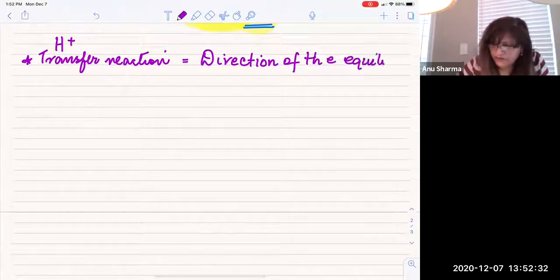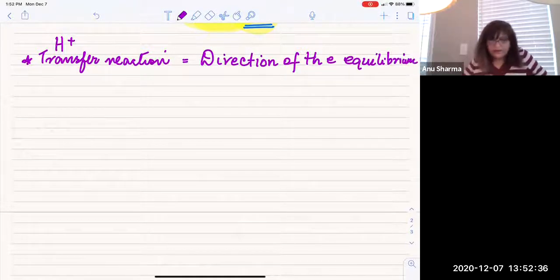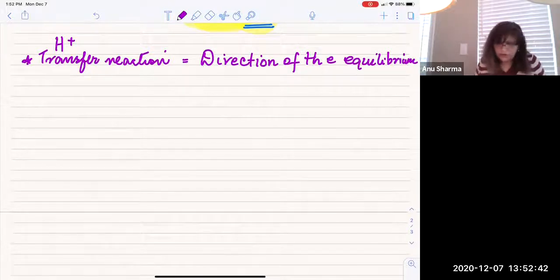So let's look at some examples. You first need to know which is the stronger base and the stronger acid and what side it's on, and the stronger conjugate. So you will be comparing an acid to a conjugate acid and a base to a conjugate base. Okay, so let us look at this example here.